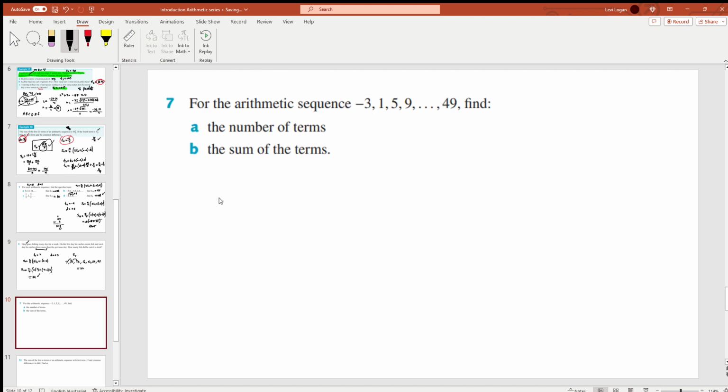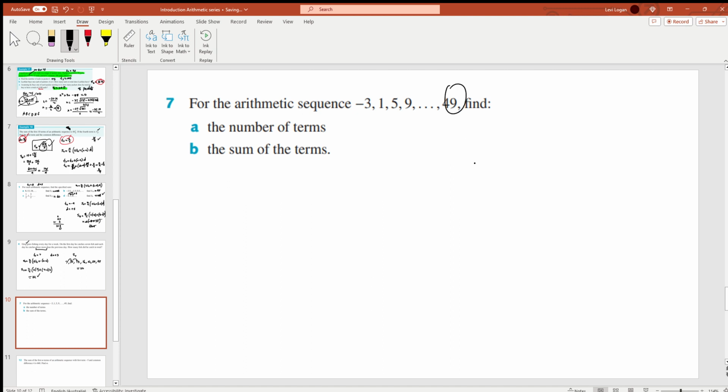Okay, so for an arithmetic sequence given here, find the number of terms and the sum of the terms. So we've actually been given pretty much a boundary, so we've got a pattern, but we've been given a blockade pretty much. So from here to here, from -3 to 49. So we need to work out how many terms are here. In other words, we know what the first term is and we can work out a difference, and we know what the n term is.